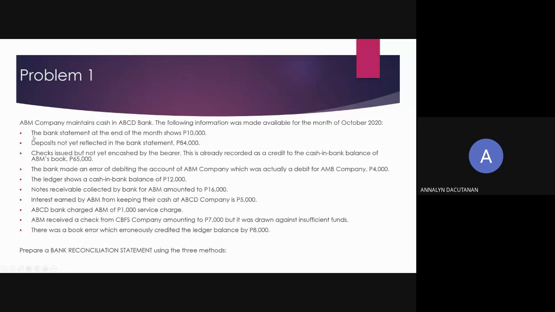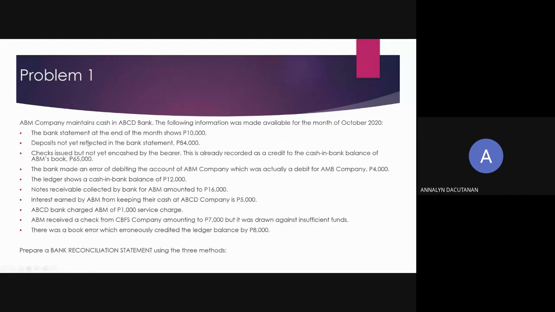The bank statement at the end of the month shows 10,000. So guys, when this is the given, the bank statement at the end of the month, it means this is still unadjusted. Don't get confused. Unless it says the adjusted bank statement, which would mean that's already the adjusted bank balance. But if it's just the bank statement at the end of the month, we are still talking about the unadjusted amount. So the bank statement at the end of the month shows 10,000.